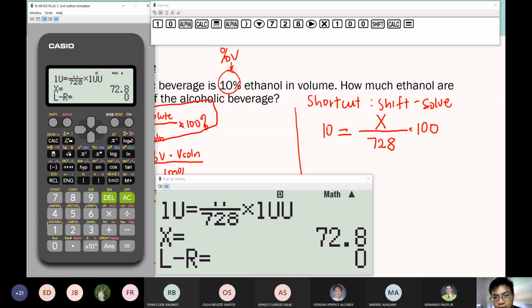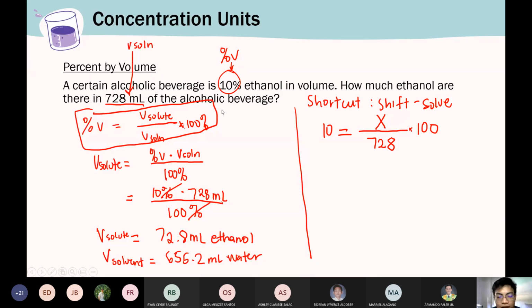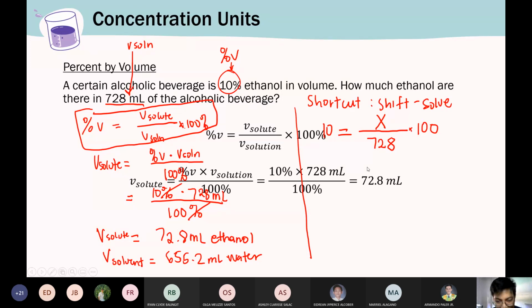So, I want you to practice on this kasi magagamit natin to sa future calculations natin. Especially lalo na kapag complex na yung solving. So, that's how you do shift solve calculation. So, press mo yung alpha calc, you will get the equal sign. Alpha close parenthesis, you will get the X. And then, for your calculator to solve for the value of X, you press shift calc. That will give you the shift solve function. And then you need to press the equal sign. Okay? Kung alam na yan, that's better. If not, ganun yan. Okay? So, yan, 72.8 ml.